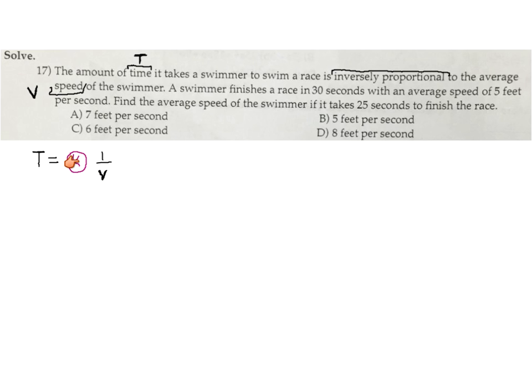In order to solve for k, we need to read the question and see if we know any initial values for t and the speed v at that moment. So let's read the rest of the question. It says a swimmer finished a race in 30 seconds. So the time is 30 seconds, and the speed or velocity at that time is equal to what? 5 feet per second. So we just call it 5. So we can easily solve for k. We need some initial condition to evaluate this constant k.